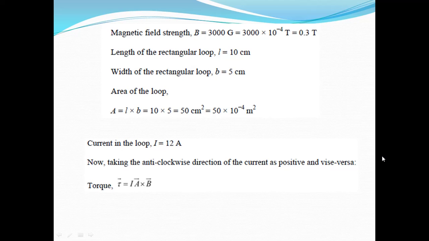Then current in the loop is 12 ampere, and as I mentioned, anti-clockwise is taken as positive. The formula for torque, torque vector is equal to I A vector cross B vector. And the magnitude of torque will be I A B sin theta. Cross product is sin theta.